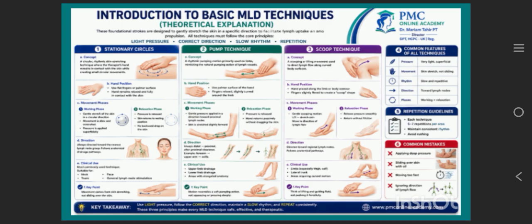So the first technique is stationary circles. What is the concept regarding stationary circles? It is a circular, rhythmic skin stretching technique where the therapist's hand remains in contact with the skin while creating small circular movements. Hand position: use flat fingers or the palmar surface. The hand remains relaxed and fully in contact with the skin.